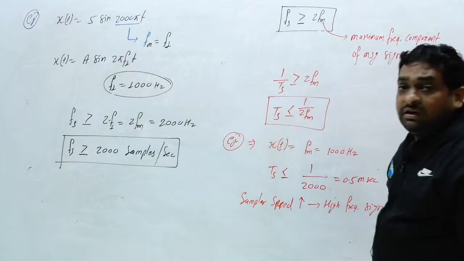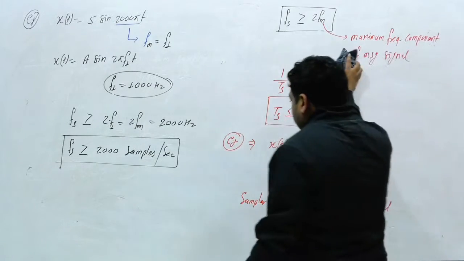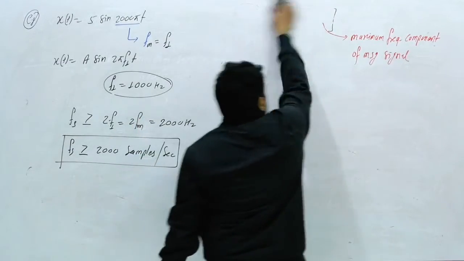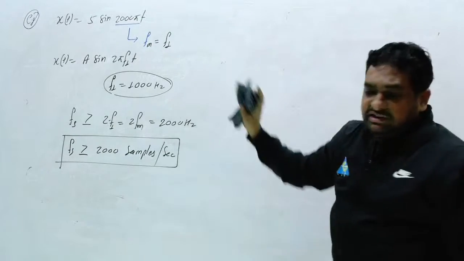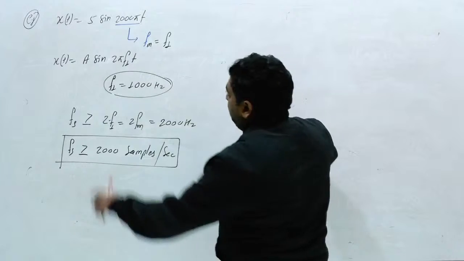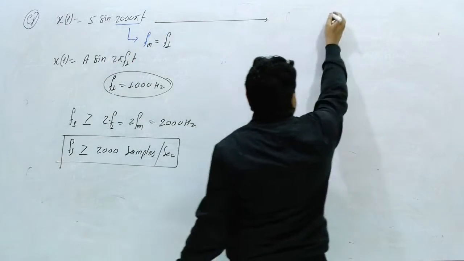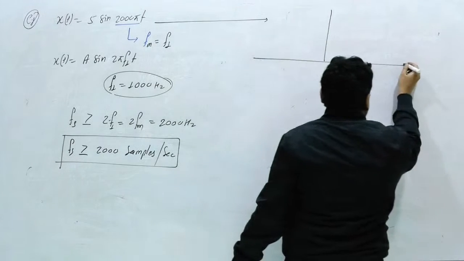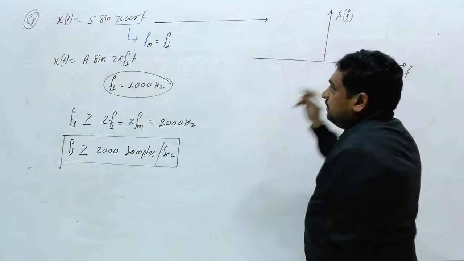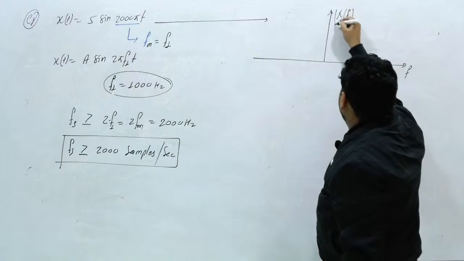Now here one magic will start. Let's see. Now clear this? So generally we write like this. Now come to the fundamentals. What is the Fourier transform of this x(t)? This is X(f) and this is f. What is the Fourier transform of the sine? You can plot the magnitude spectrum.